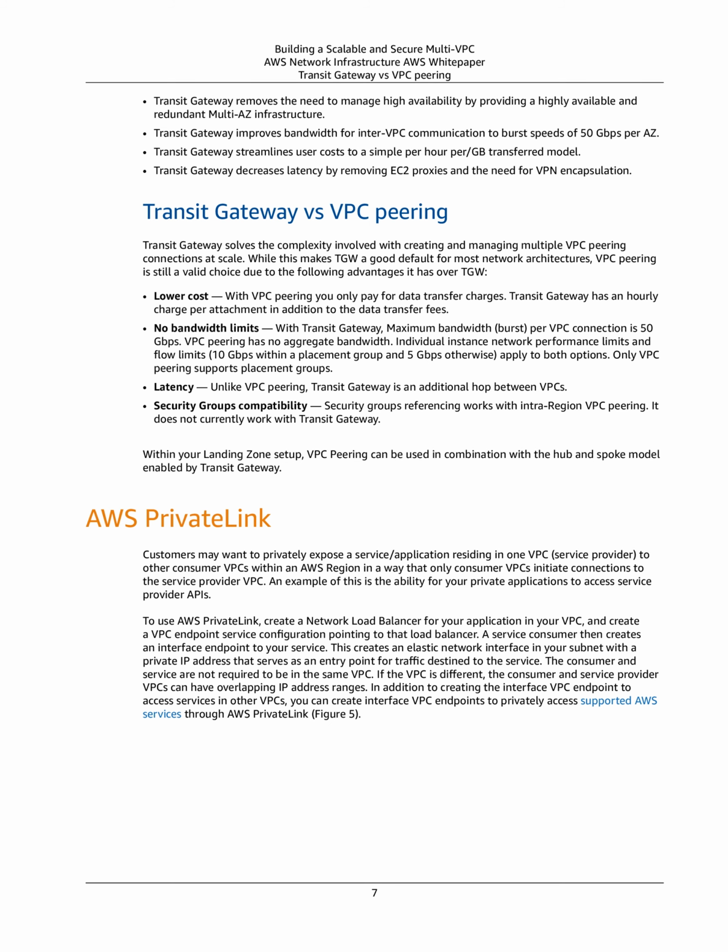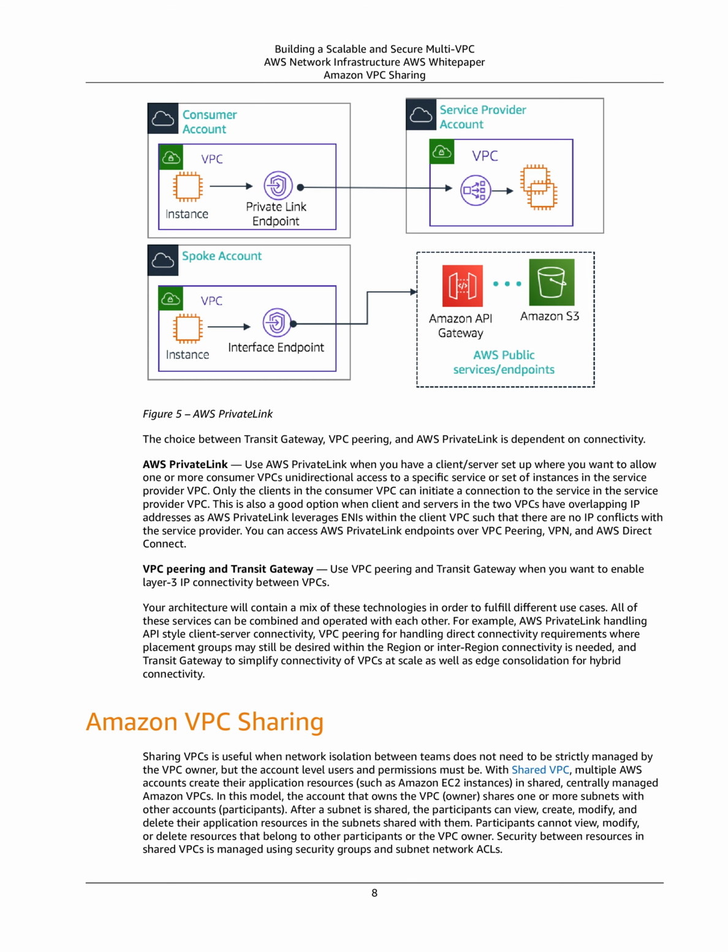The consumer and service are not required to be in the same VPC. If the VPC is different, the consumer and service provider VPCs can have overlapping IP address ranges. In addition to creating the interface VPC endpoint to access services in other VPCs, you can create interface VPC endpoints to privately access supported AWS services through AWS PrivateLink, Figure 5. The choice between Transit Gateway, VPC peering, and AWS PrivateLink is dependent on connectivity.